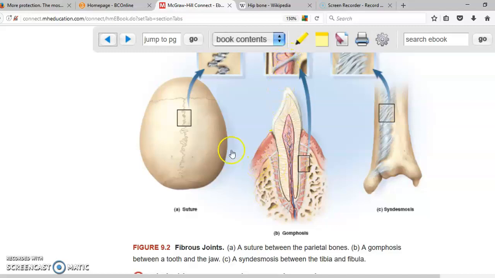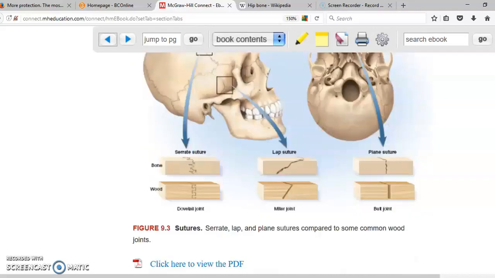They don't move, right? These ones don't move either. They are not supposed to move. And syndesmosis has a little bit of movement, but you see here the connection between the two bones. This is the fibula and the tibia. So let's keep scrolling down.